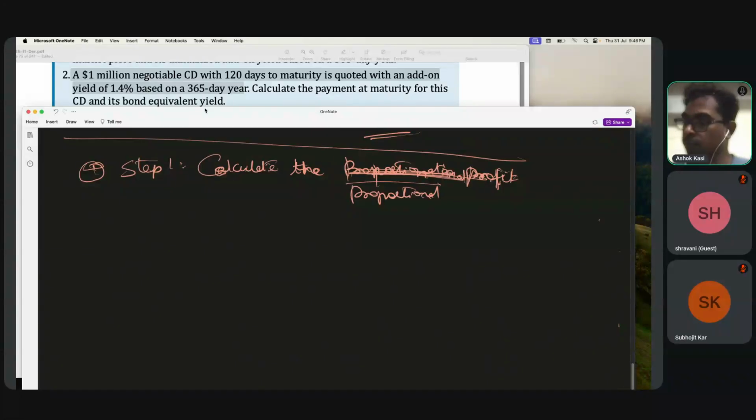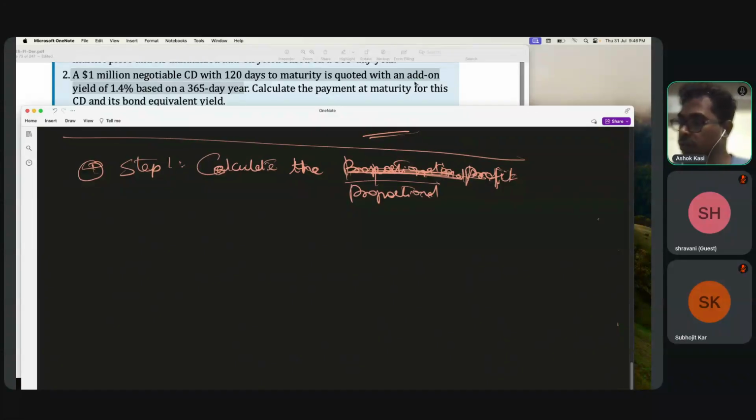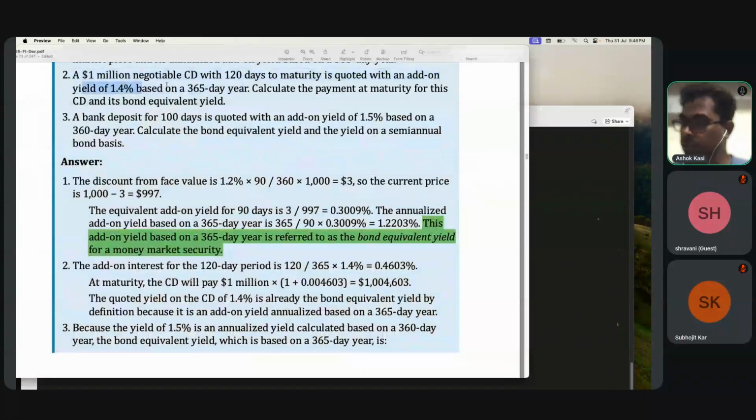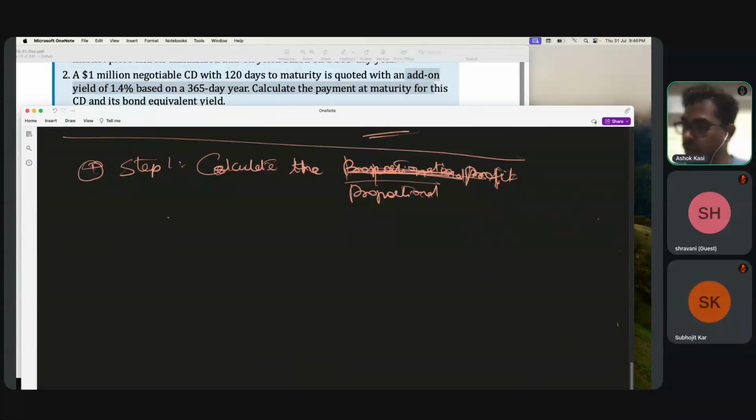First of all, you should know whether this is add-on rate. They clearly mentioned add-on rate. So in 365 days, 1.4%. And what is the actual number of days? Proportional means actual. Let me write here, actual profit. It is 120 days.